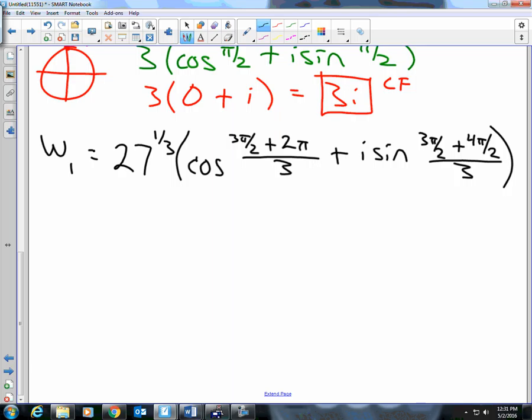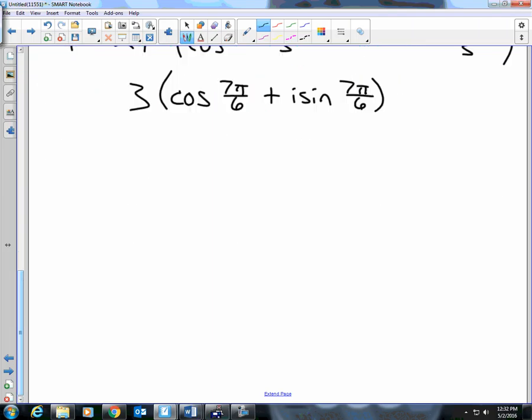So we want to simplify that. 27 to the 1/3 times the cosine of... So 3 pi over 2 plus 4 pi over 2 is 7 pi over 2. 7 pi over 2 divided by 3, 7 pi over 6. This is trigonometric form.